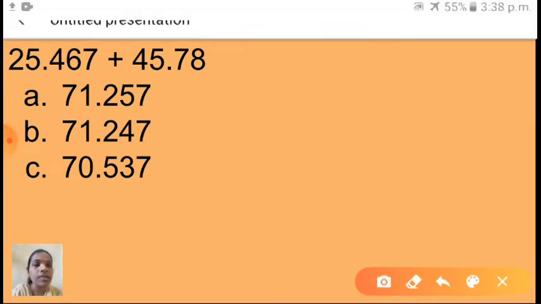Second one is addition: 25.467 plus 45.78. As I told, if you want to add or subtract a decimal number, you have to write the number in proper place. Then only you will get a correct answer. Okay, see here, first one is what?